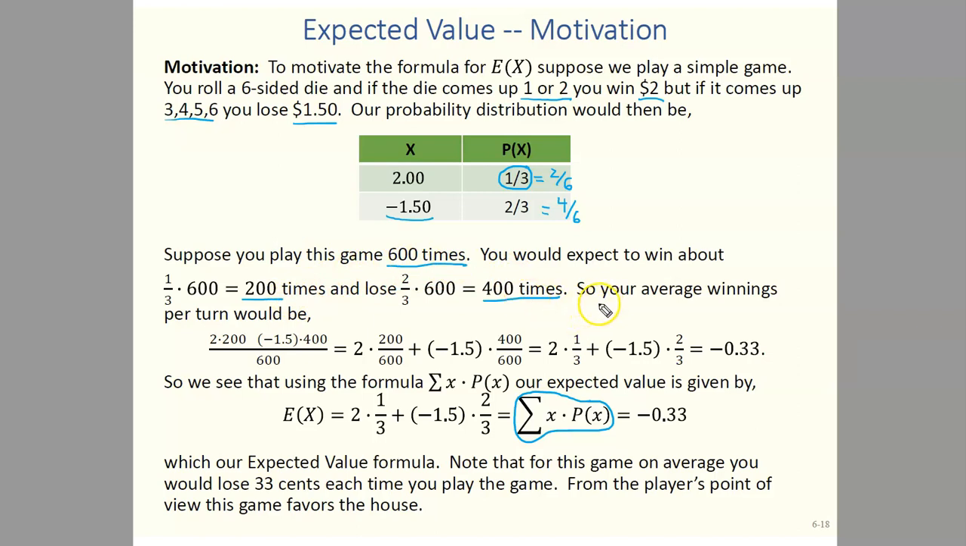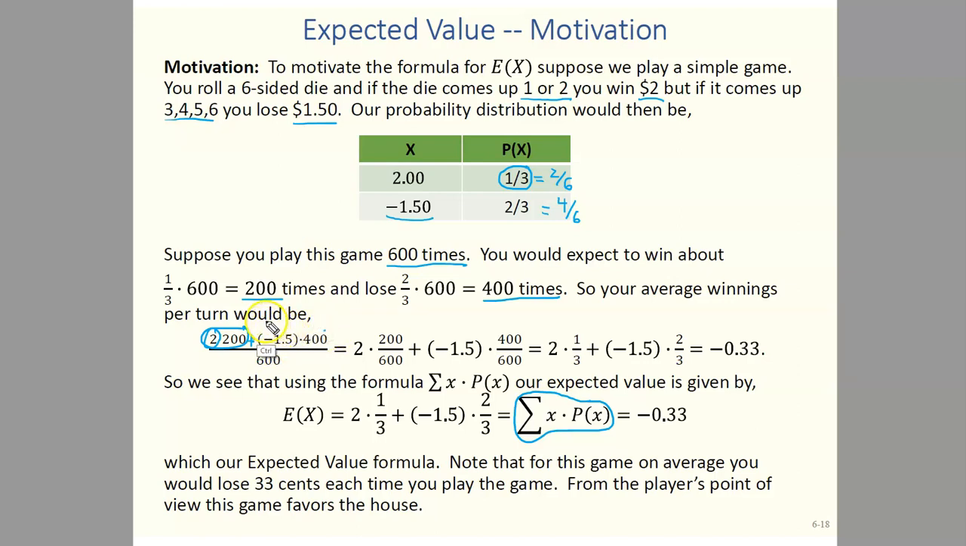So therefore, your average winnings per turn would be this. We have 200 times where we win $2. So if we take 2 times 200, these would be the number of winnings, and we add it, there should be a little plus in here, we add that to 400 negative 1.5s, right? So we multiply negative 1.5 times 400.